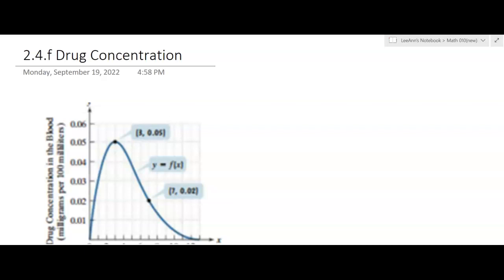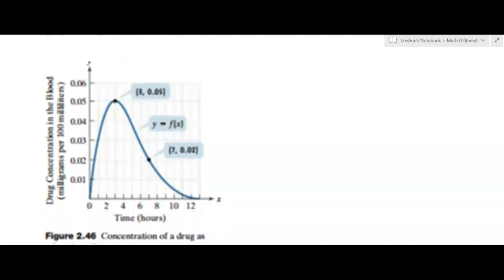So we have a picture here of drug concentration. Somebody gets an injection of some medicine, and that drug concentration is over here on the y-axis. It's milligrams per 1,000 milliliters. You're starting out without the injection, and then over time, the amount in your bloodstream is going to change. It goes up quickly, and then it starts to slowly dissipate, I guess. And by the time 12 hours are up, it's kind of out of your bloodstream.